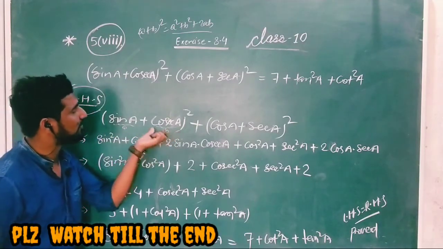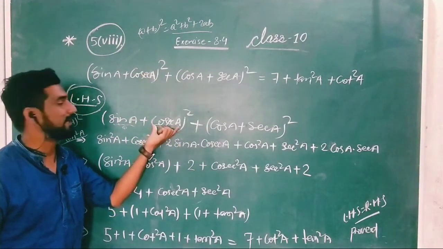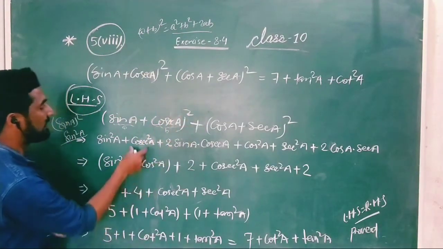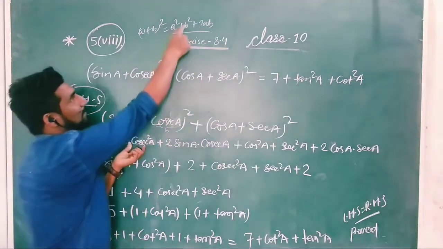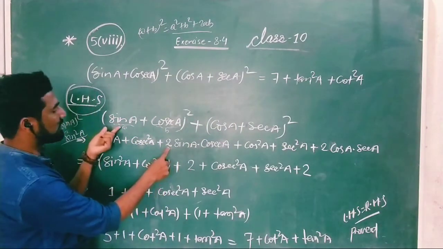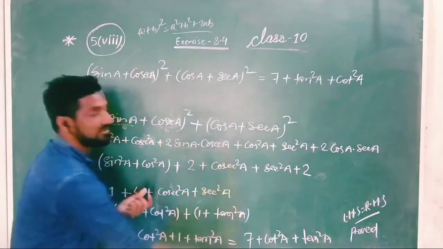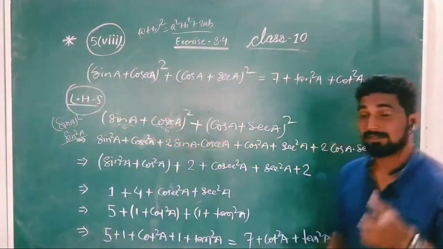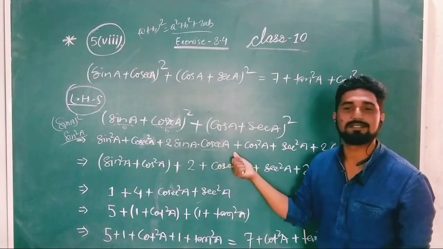उसके बाद b square, and b is cosec A, so cosec A whole square becomes cosec square A. Then after a square plus b square, what will come? 2ab. So 2, a is sin A, and b is cosec A, so 2 sin A cosec A is written. देखिए उसके बाद करना क्या है, प्लस का साइन था तो as it was given I have just written here.